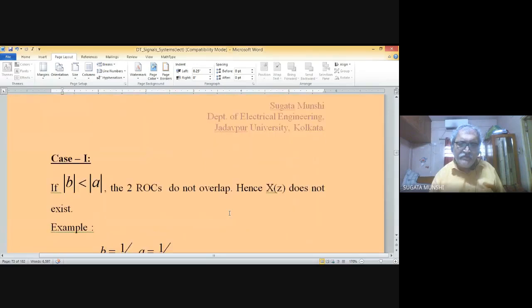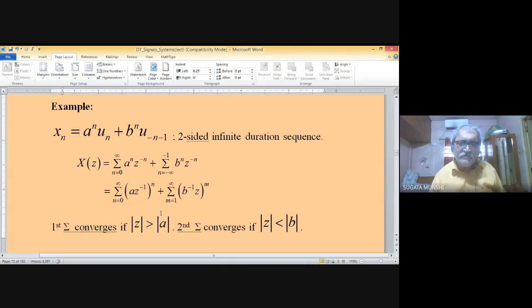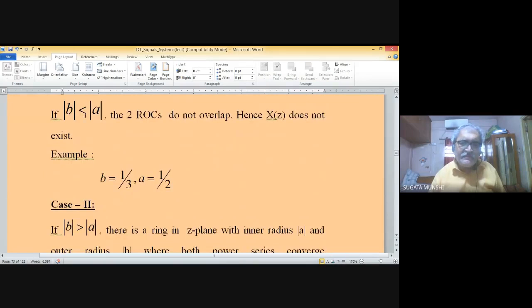Case 1: magnitude of b is less than magnitude of a. The two ROCs do not overlap. Hence, X(z) will not exist. I have just cited a typical case when b is 1/3 and a is 1/2. That means if you have a sequence x[n] equal to (1/2) to the power n u[n] plus (1/3) to the power n u[-n-1], then the Z transform of x[n] will not exist as indicated by that condition.